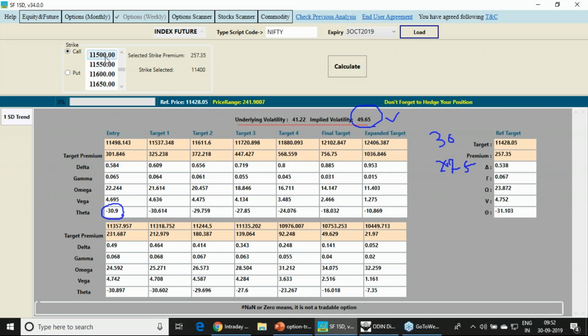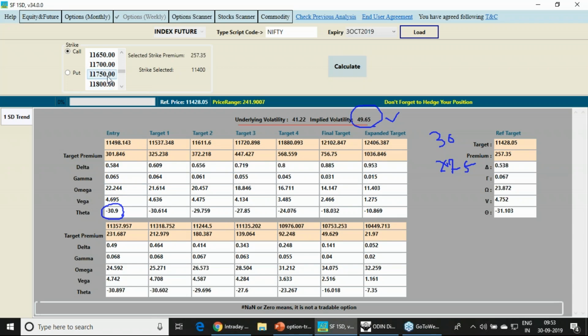If I go for the 11,500 call option, this also has a theta of 30 rupees, and it is trading at 200 rupees. The 11,600 call option also gets you 29 rupees of theta. So here I got the 11,400 call option, which is at 257 rupees.